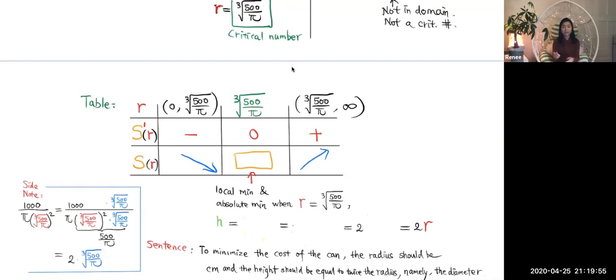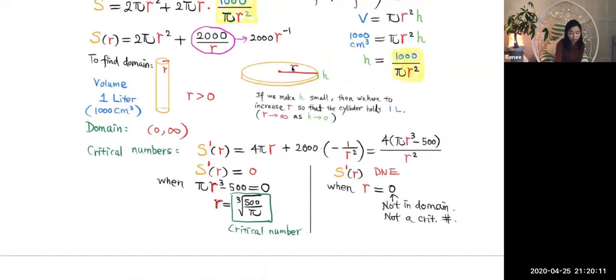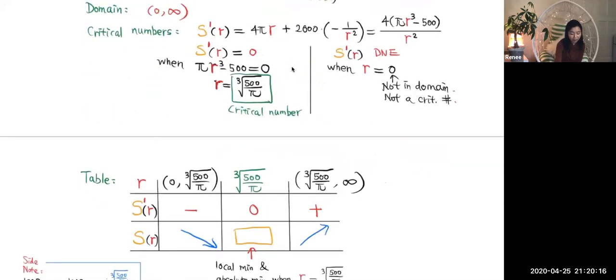Now we found that when r equals this, we got the absolute min. That means the surface area is going to be minimized. We don't need to find the surface area; that was not the question they asked. They asked you to find the dimensions. So I found the radius, and I also need to find the height. We can substitute this back into this expression here to find the height h.